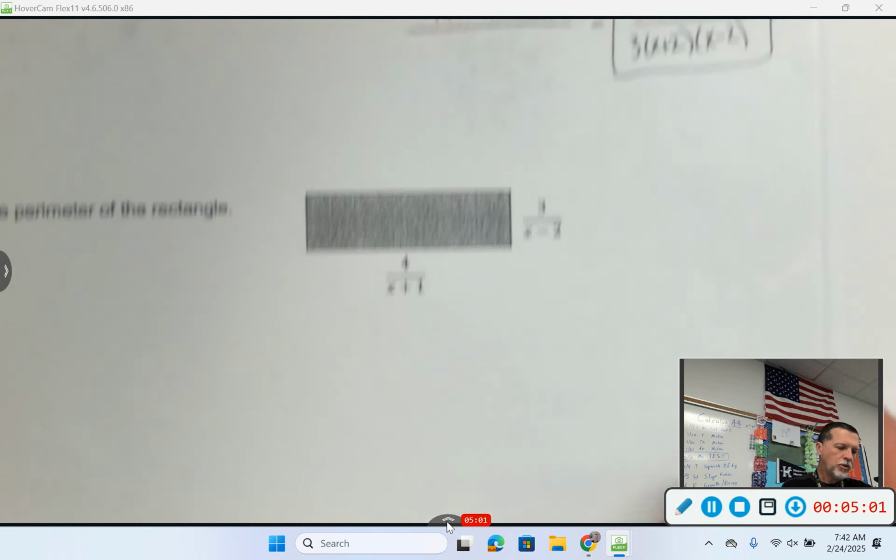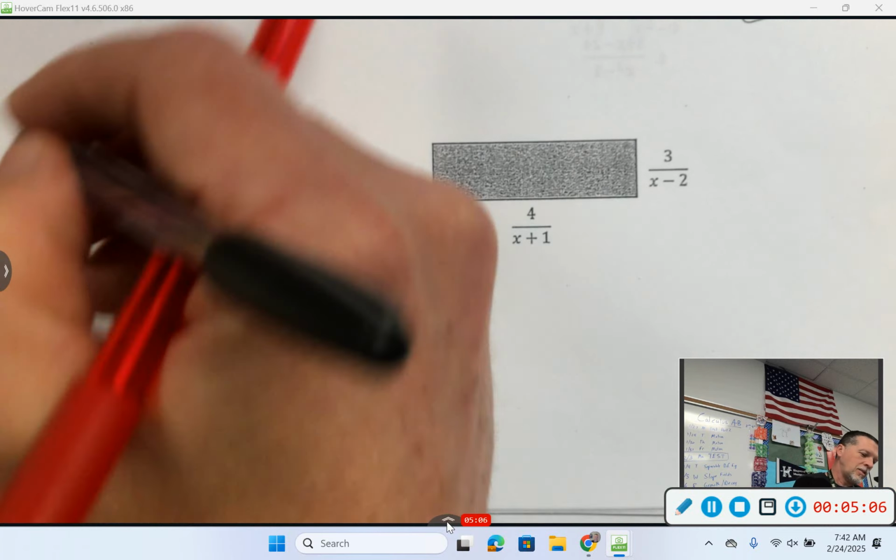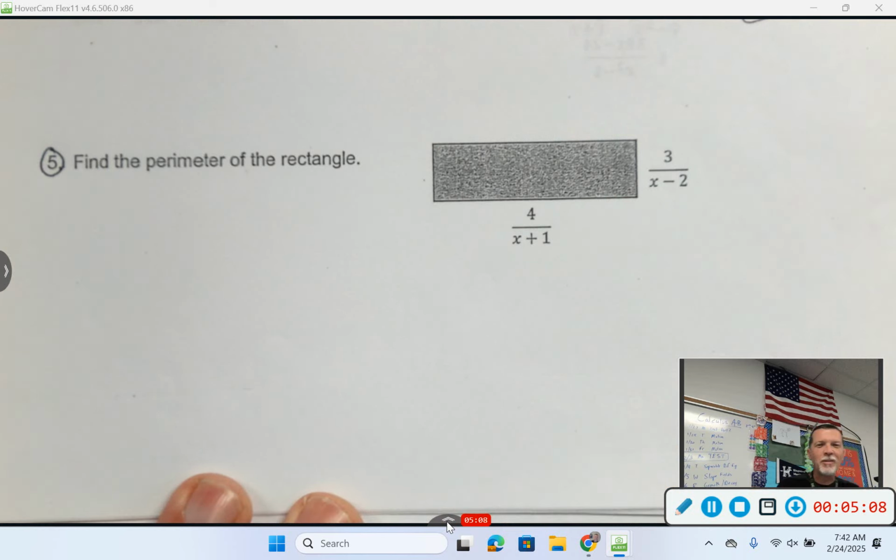Why don't you try number 4? Perimeter of a rectangle. Is that number 4 already? I'm sorry, how about number 5?